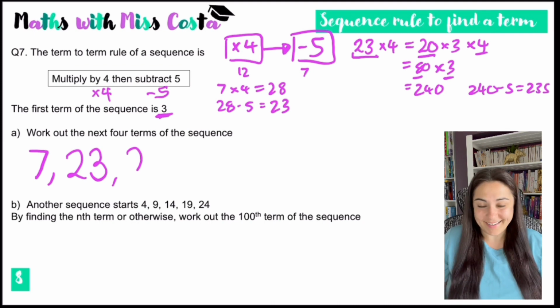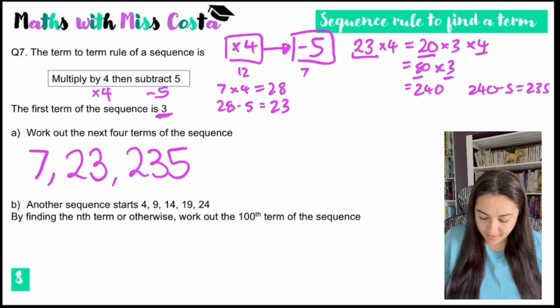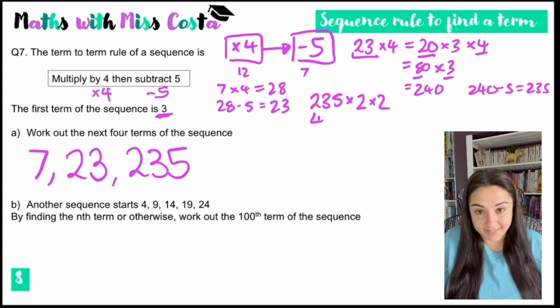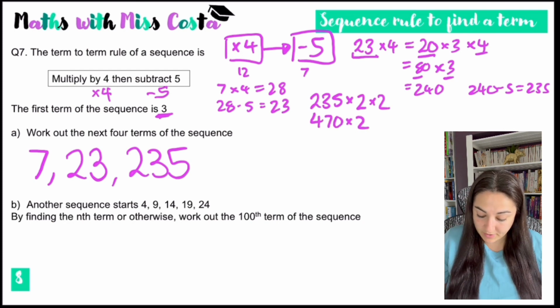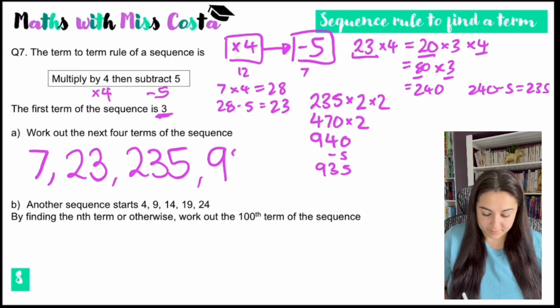And finally, I do the same with 235. So 235 times by 4, I could split that up into 2 and 2, because 4 is the same as 2 times 2. So 235 times by 2 gives me 470. And 470 times by 2 gives me 940. So I take 5 from that, which leaves me with 935. And there I figured out the next 4 terms of the sequence.